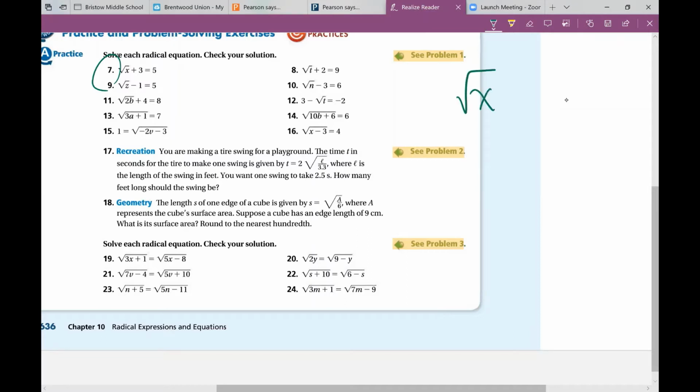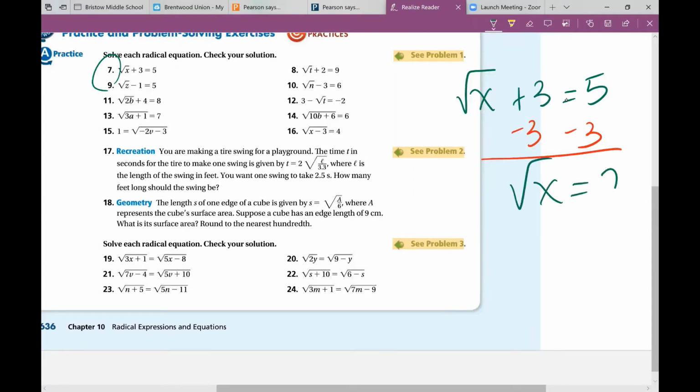So to solve this, you need to get rid of the 3. And the way that we do that is subtracting 3 from each side. So that will now give you radical x equals 2. To solve for x, we don't want the radical sign there. So to get rid of a radical symbol, we square it, and then we need to square the other side as well. So your final answer would be x equals 4.